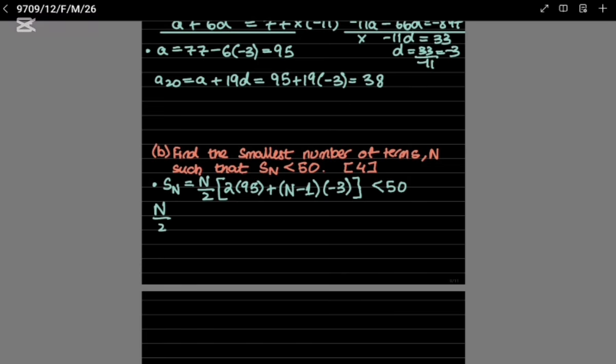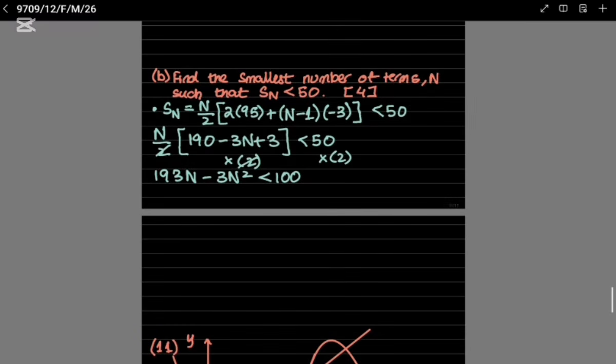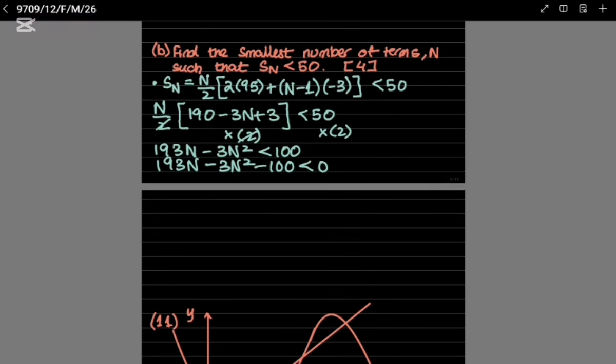So let's further simplify this. n over 2 into 95 times 2 is 190 minus 3n plus 3, which should be less than 50. Now multiply both sides of the equation by 2. Okay, this and this cancel out. So this leads to 193n, because inside 190 plus 3 is 193 times n, which is 193n minus 3n squared, which is less than 100. Okay, so this means 193n minus 3n squared minus 100 is less than 0. Okay, so let's multiply this by minus 1.